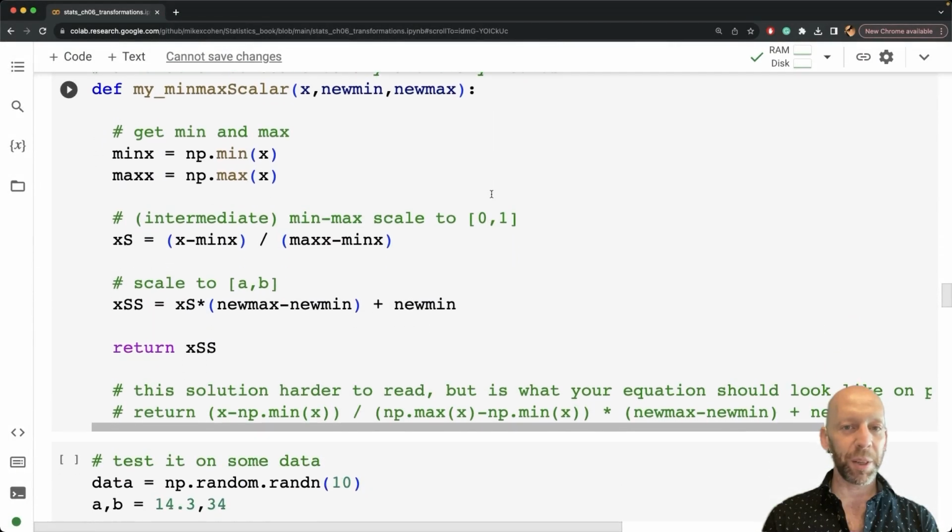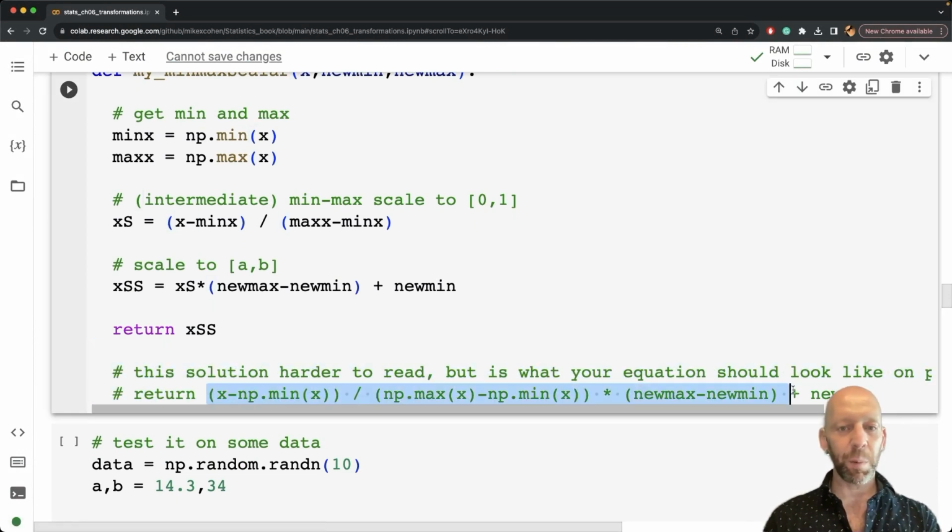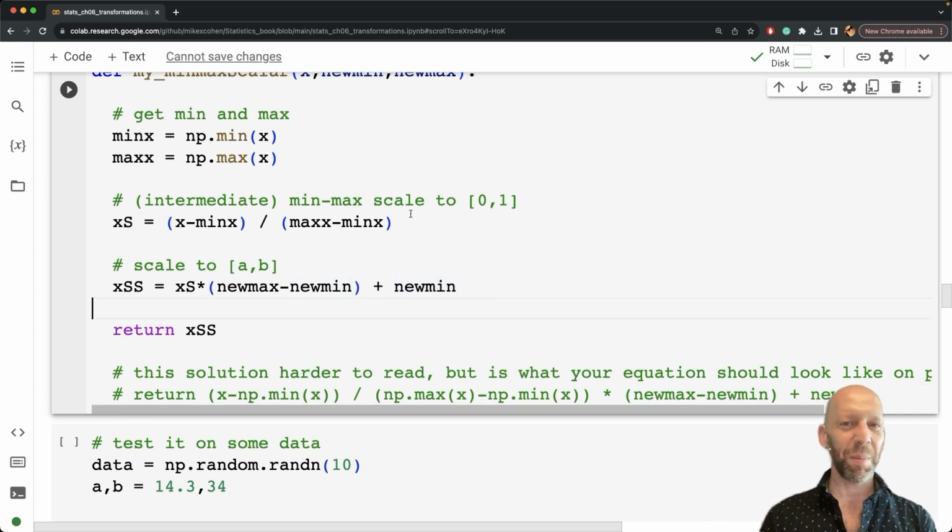Let me start by showing this comment down here. So this is the code all in one line. This is the formula in one line of code that implements exactly this min-max scaling to any arbitrary set of boundaries. So x minus the min divided by the max minus the min times the new max minus the new min plus the new min. So it's basically a lot of shifting and scaling and so on. Nothing super difficult, but it does take a good minute or two of your life to work through the math.